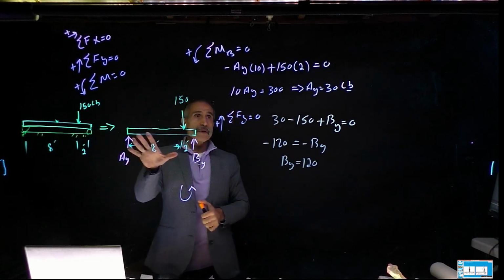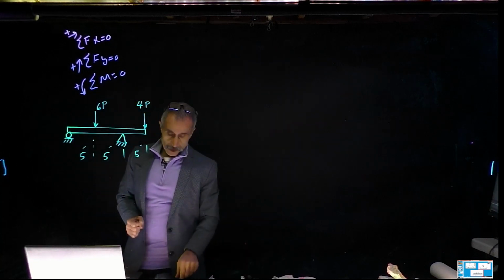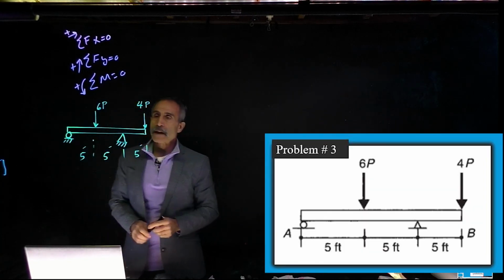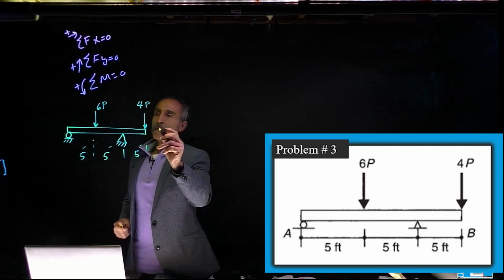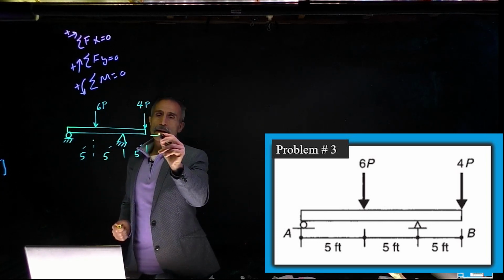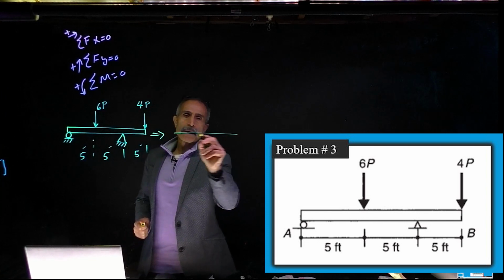Okay, let's go to the next problem. This is our next beam. So this beam basically is given like that, and we're going to do a free body diagram. Our free body diagram is going to look like this. I'm going to put the beam back in here.